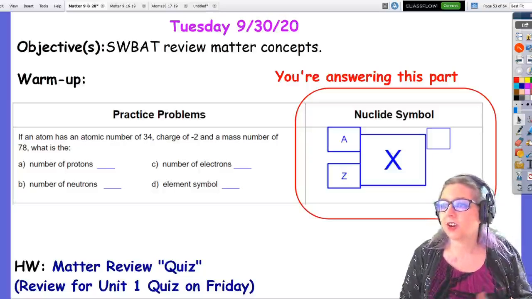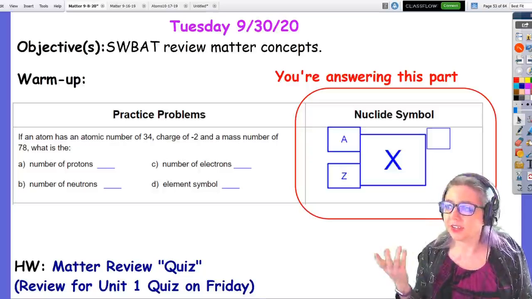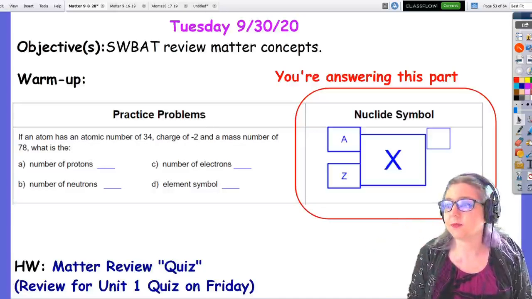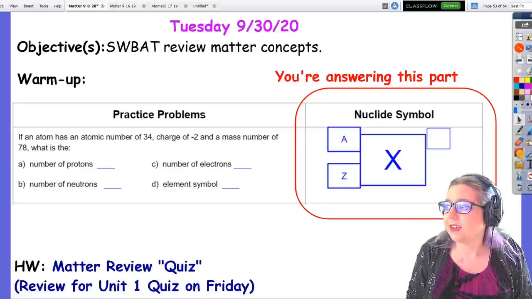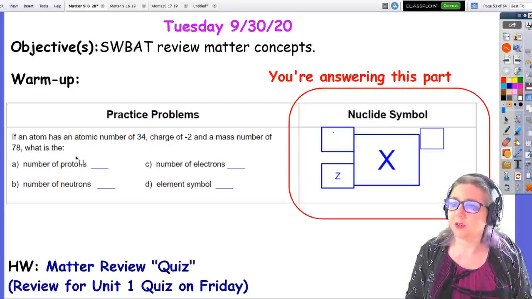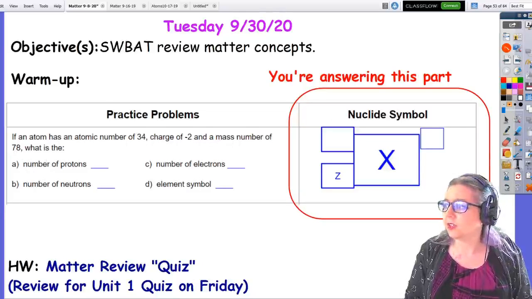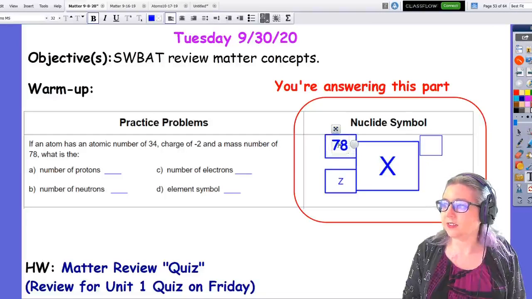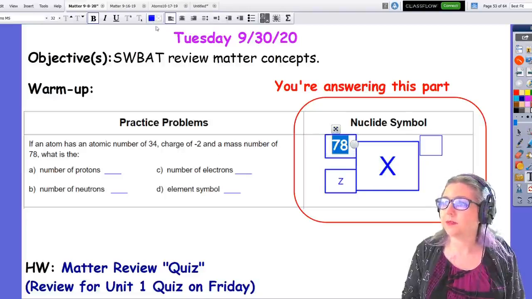So we started our lesson with our warm-up. I had you filling in that nuclide symbol. So we had the A, the Z, the X, and then the blank box. So that A is our mass number. It says here that we have an atom with an atomic number of 34, a charge of -2, and a mass number of 78. So with that information, we put our mass number there in A. I've got 78 is my mass number.